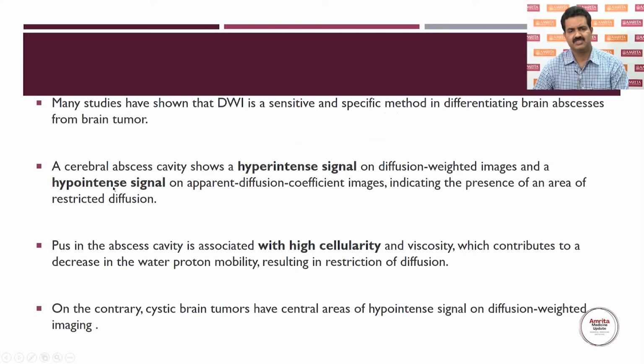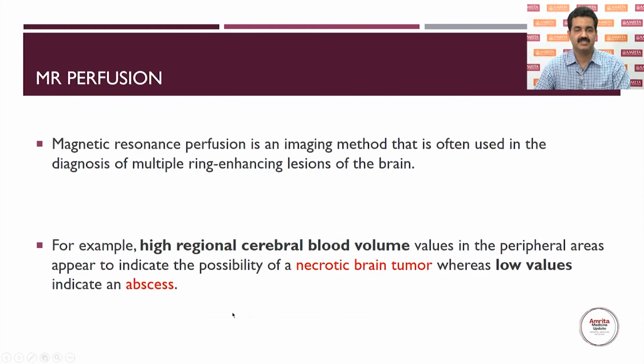So cerebral abscess shows hyperintense signal on diffusion weighted images and hypointense signal on ADC. That is important to identify the restricted diffusion pattern. And pus is associated with this. Why? Because there is more cellularity and high viscosity inside the pus, so the hydrogen proton molecules are not moving. So that will be restricted diffusion. But in cystic brain tumors, we are not able to see restricted diffusion.